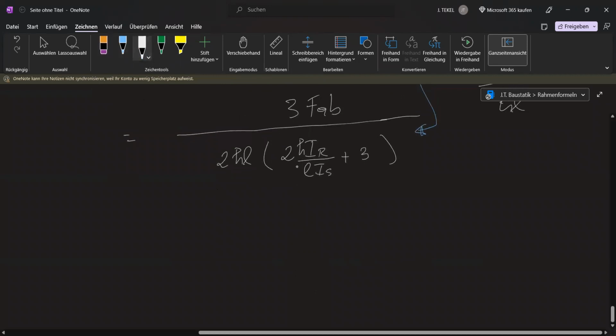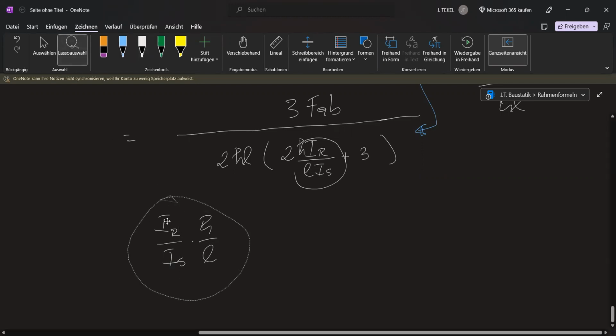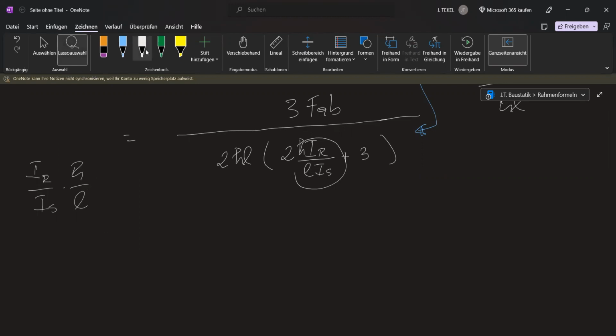So what's left? We know this friend here, IR divided by IS times H over L. Well, in those Schneider tables, they decide to call it K for whatever reason. I mean, it's a factor that's only dependent on the geometry and the material parameters. Actually, I want to say the geometry because it's not really a material parameter. It's a parameter from the cross section.